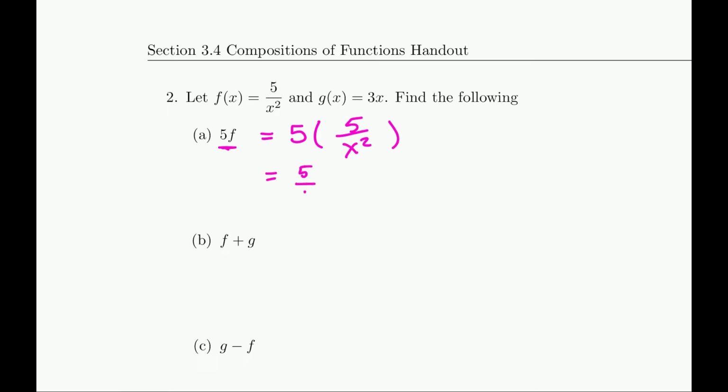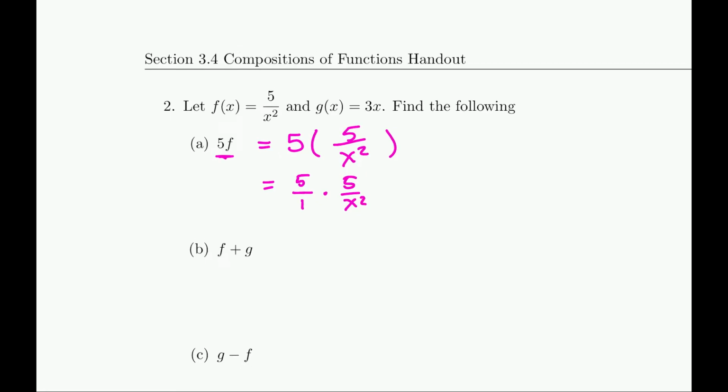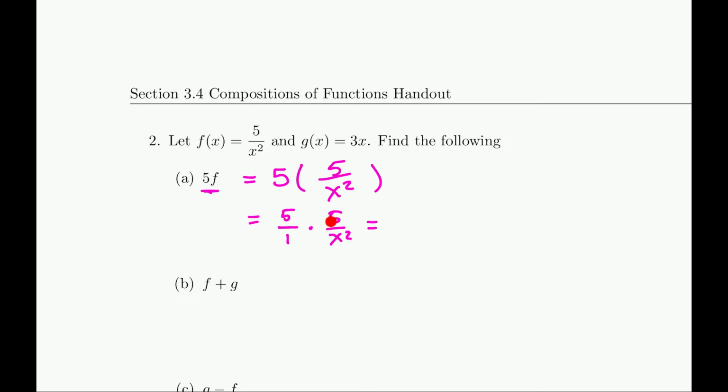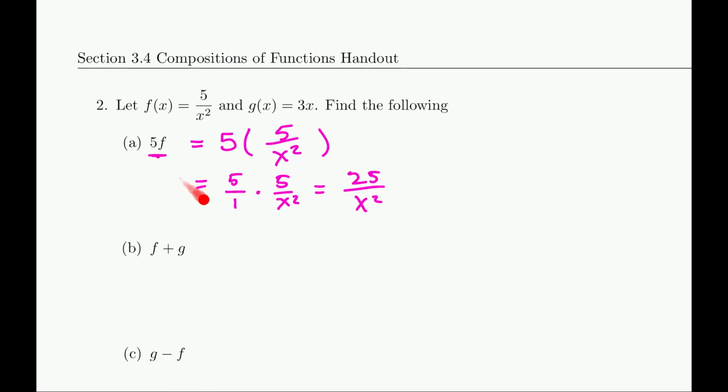You don't need to be super careful about it, but I will here. 5 is 5 over 1. And then 5 over x squared is 5 over x squared. And when you multiply across the top and you multiply across the bottom, we have 5 times 5 on top, which would be 25. And then on the bottom, we have 1 times x squared, which would be x squared. So 5f is 25 over x squared, right? So that's just multiplying by a scalar.